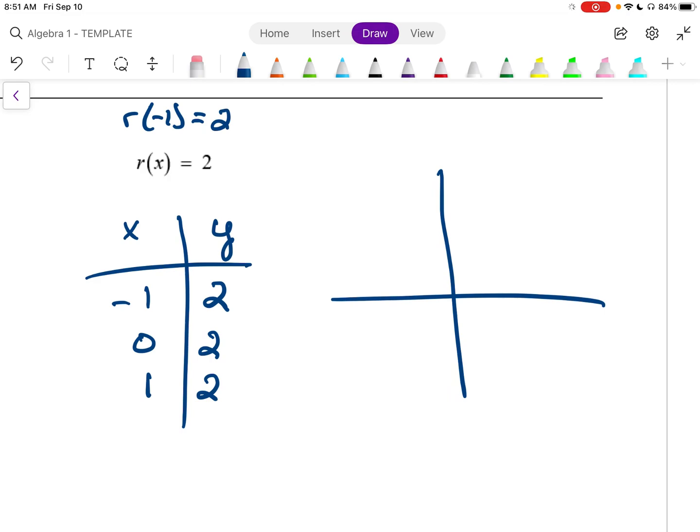Now, whenever I go to graph these points, I go left 1 and up 2, and then 0, 2, and then 1, 2. You'll notice that these are all just going to make a horizontal line. Anytime you have a line or any equation that's just equal to 5 or 4 or any just number, it's going to be a horizontal line just like this one.